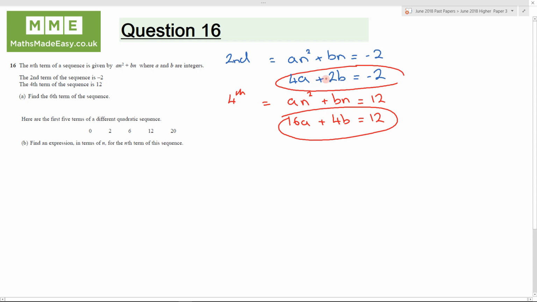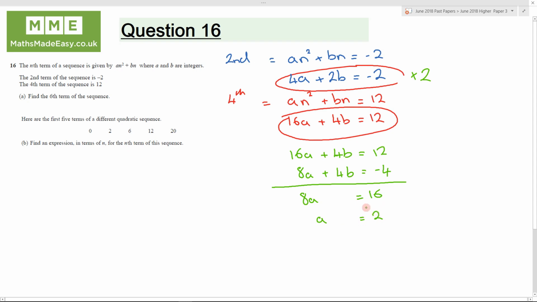I'm going to multiply this equation by 2 and rewrite them both underneath. So we have 16a plus 4b equals 12, and we have 8a plus 4b equals -4. Multiplying this whole thing by 2 and then rewriting it down here. Now let's solve for a. So we subtract one from the other, so it becomes 8a equals 16a equals 2. So we have our a value of 2.